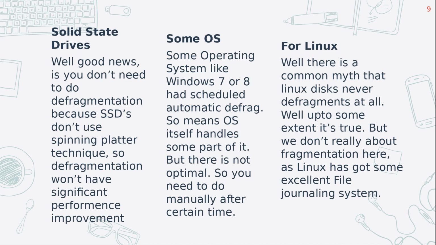A file journaling system, if I say, is like a data structure in your operating system that keeps a record of all the files that are stored in the hard disk. If you want to know more about it, just search it on the internet, as it is a concept of some other topic, so I won't be discussing it here.